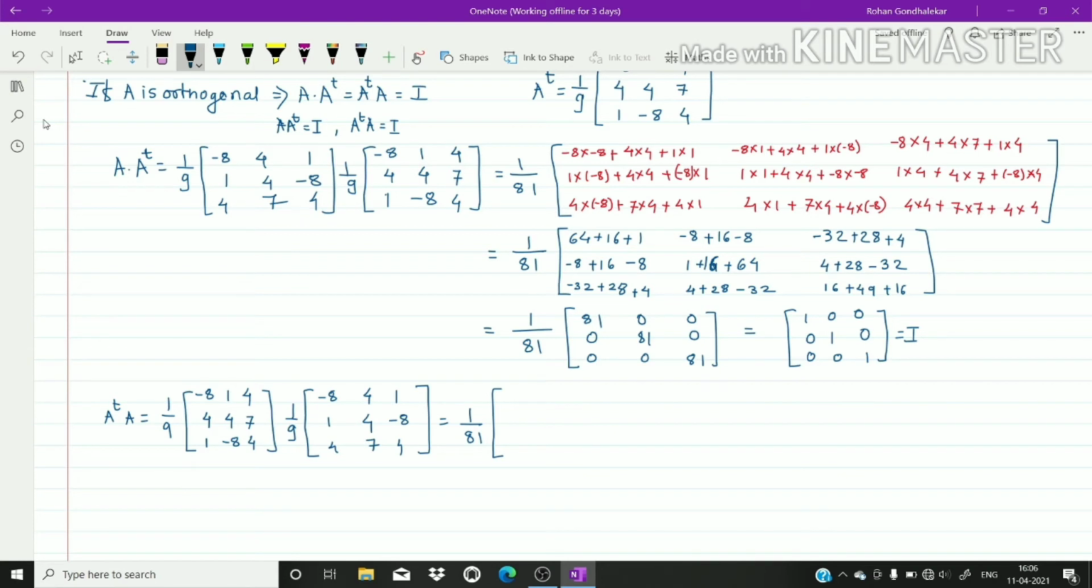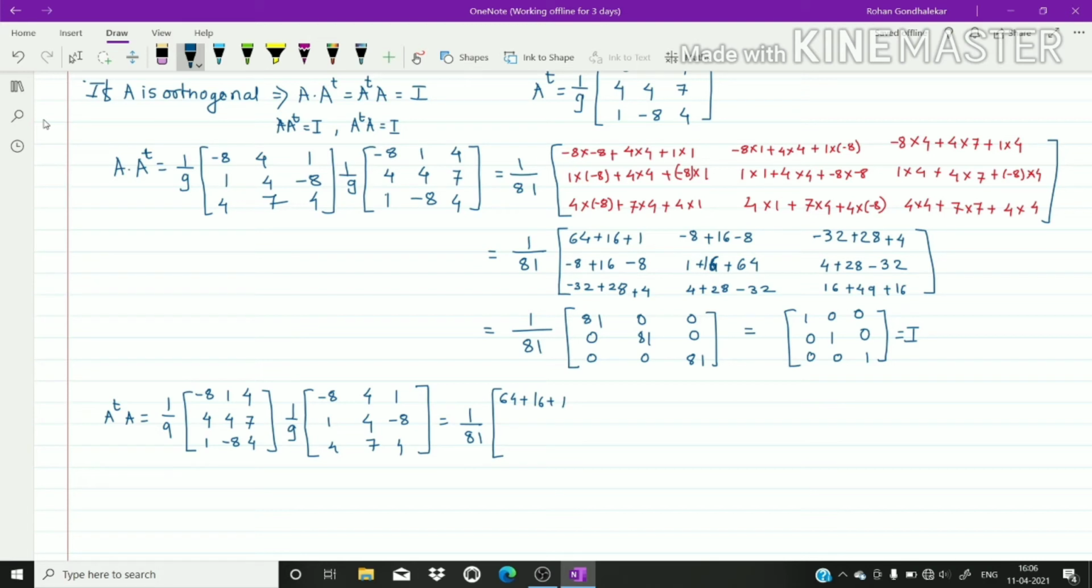Minus 8 into minus 8, 64. 1 into 1, 1. 4 4 is 16. So what I'm getting? 64 plus 1 plus 16. Again 81. Now minus 8 into 4. Of course, you have to show the calculations part. I'm just skipping this. Okay, we'll go with at least the addition part. Minus 8 into minus 8, 64 plus 16 plus 1.